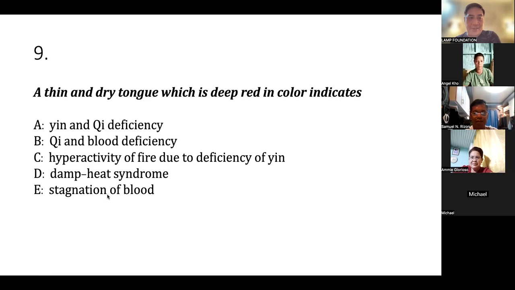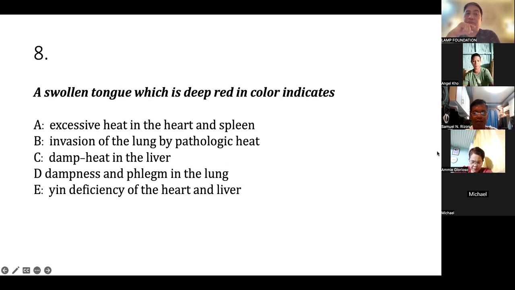Number 8. Let's go to number 8, Ma'am Angel. Number 8, Doc. A swollen tongue which is deep red in color indicates: A. Excessive heat in the heart and spleen. B. Invasion of the lung by pathogenic heat. C. Damp heat in the liver. D. Dampness and phlegm in the lung. E. Deficiency of the heart and liver. The answer, Doc, is A.